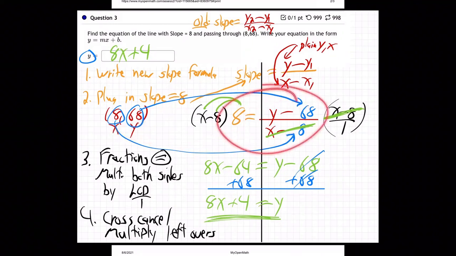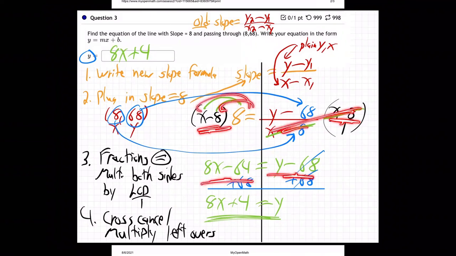And then you've got a fraction equation. So multiply by the denominator, LCD over 1, both sides. Cross cancel, bring this down, multiply what's left over, solve for y. And there we go. There's the equation of the line that has a slope of 8 and goes through the point 8, 68. We found the equation of that line. There we go.